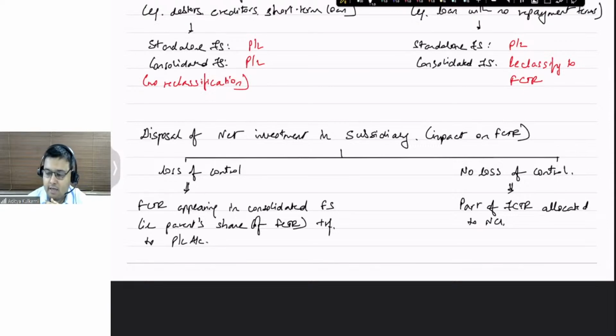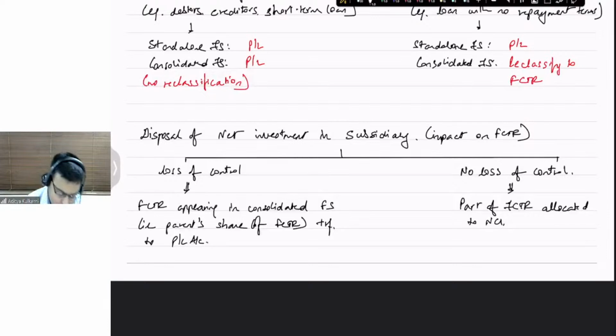Done? Acha, sir, I lost the control, but I retain some small percentage. That point of time, do I do proportionate reclassification? Answer is no. Once the control is gone, how can you have FCTR in your books? You are having FCTR implies that you are investing in an entity over which you have control or significant influence, right? So here I don't have the control. I only hold a small percentage. So therefore, I have to eliminate the entire FCTR by reclassifying it to the profit and loss.